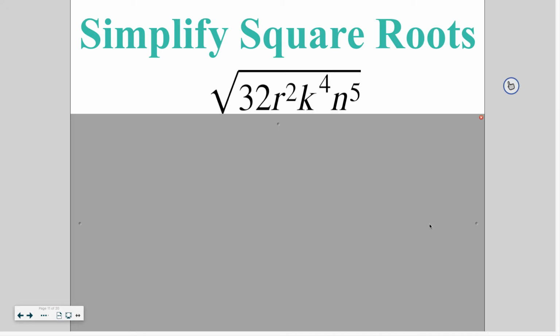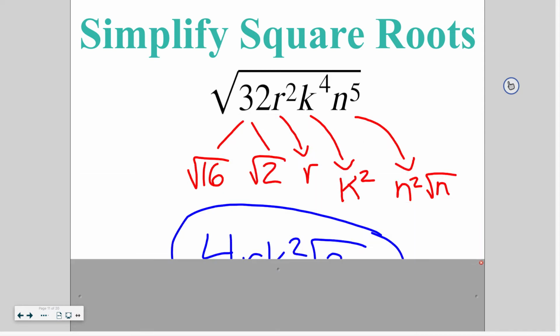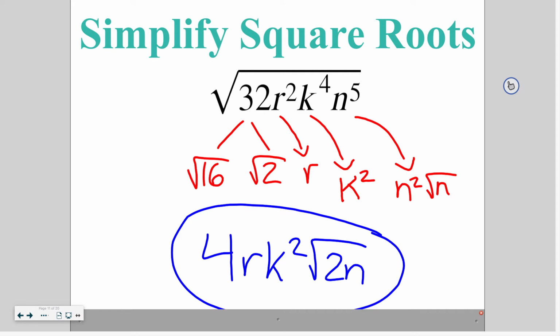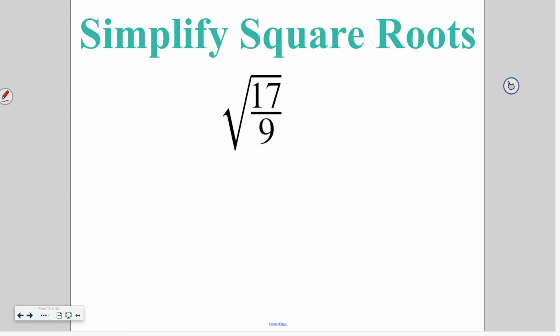Go ahead and try this one on your own. So we broke down all of the pieces that we possibly could, taking the square roots of those pieces that are even. So r squared gives us r, k to the fourth gives us k to the second, and then breaking down those other pieces as we can.